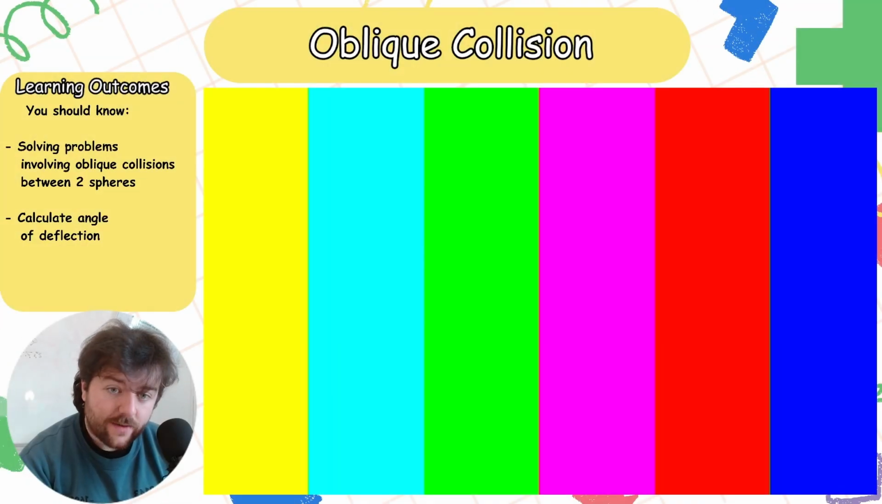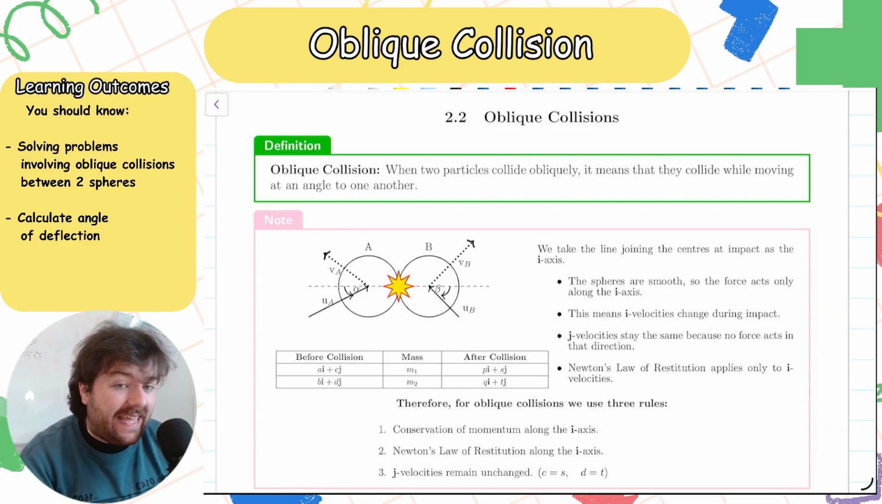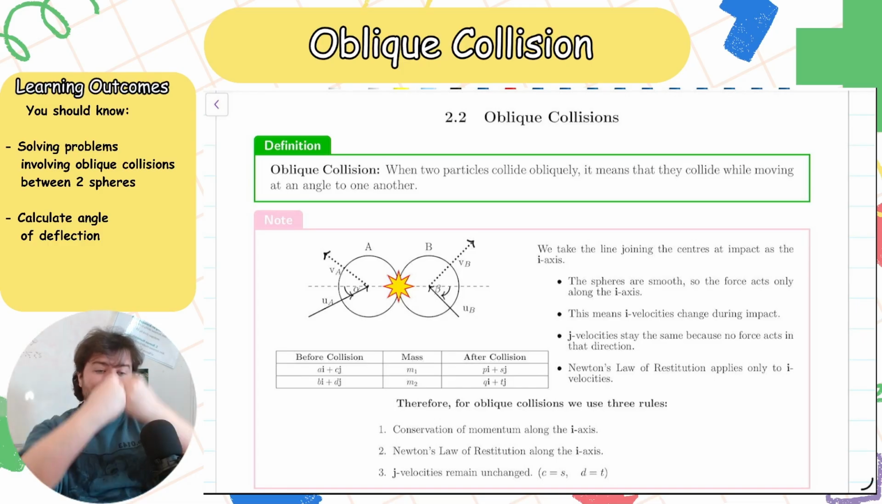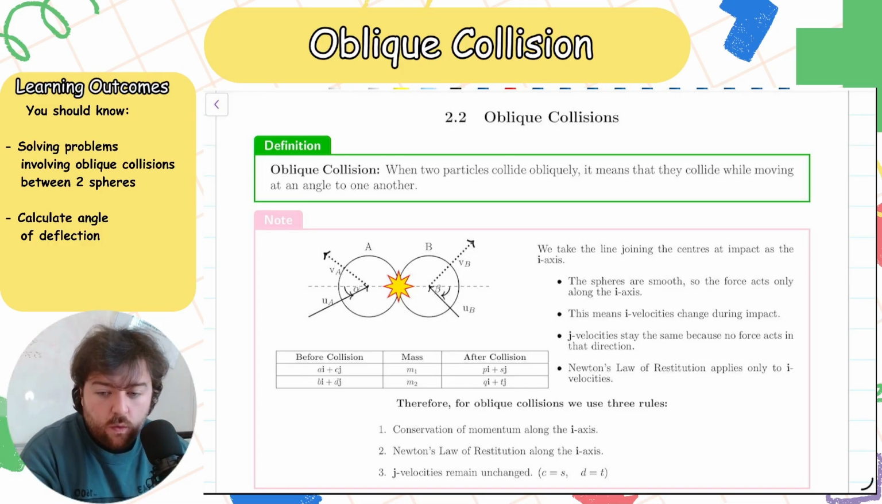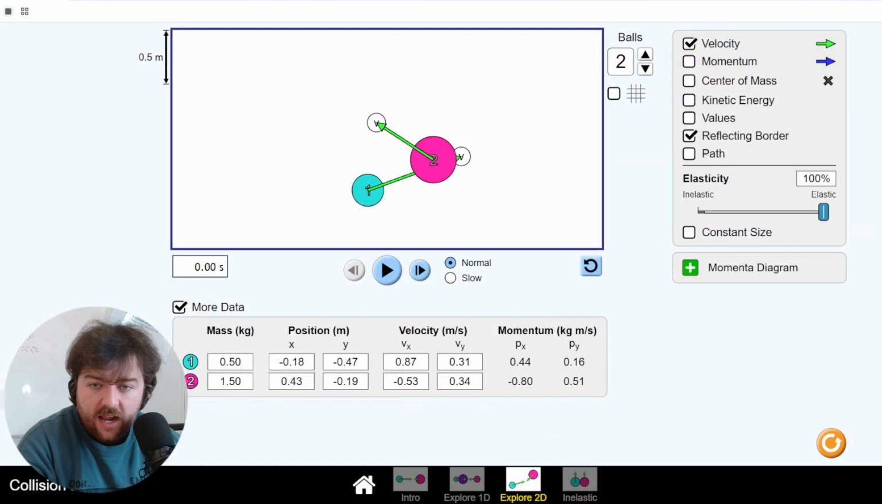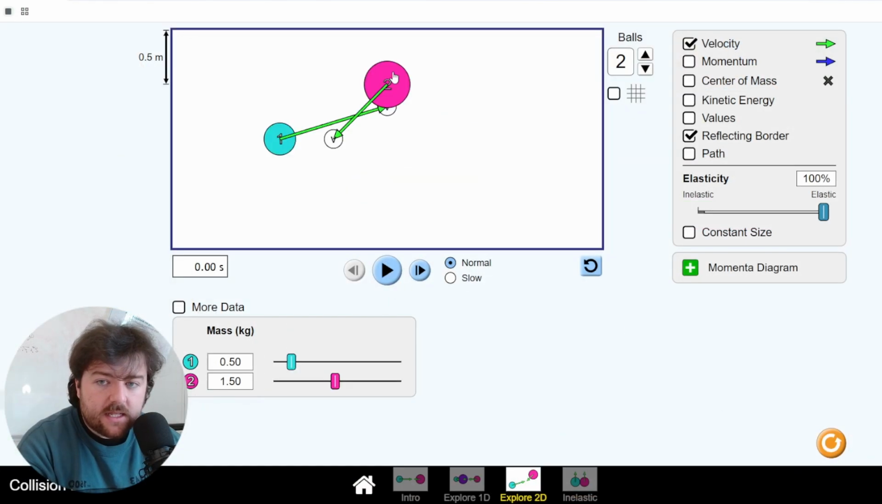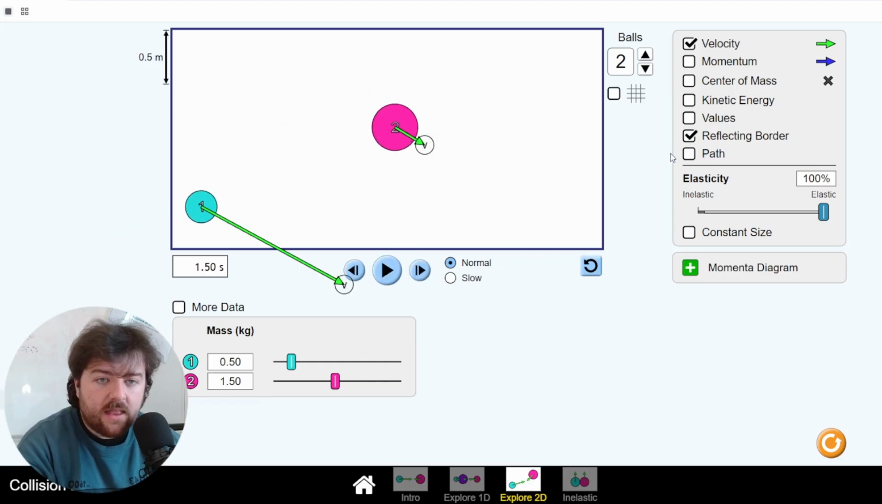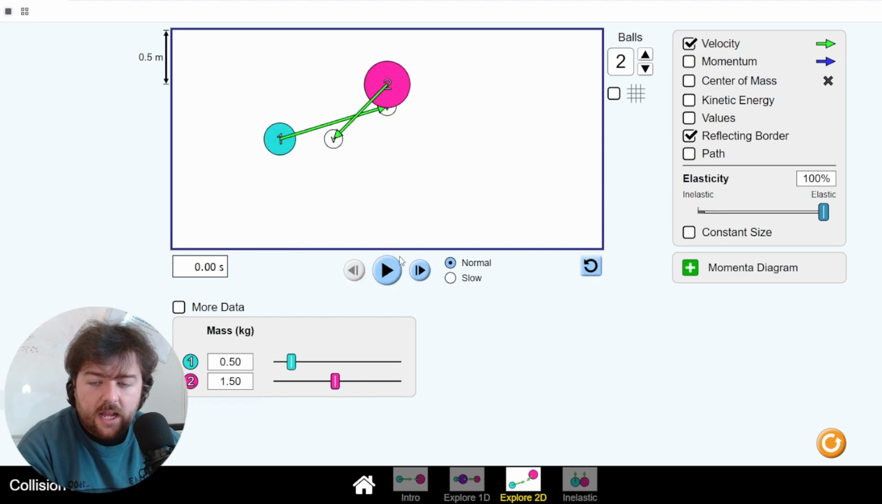Hello everybody, so in this video we are looking at oblique collisions. So what are oblique collisions? An oblique collision is where two objects collide at an angle to one another. So kind of like this. Let me just restart it here. Bonk, like that. Two objects are just colliding at angles to one another.